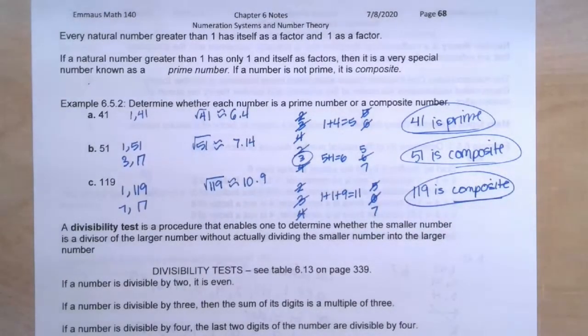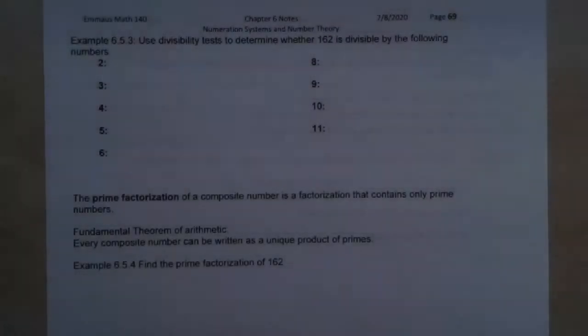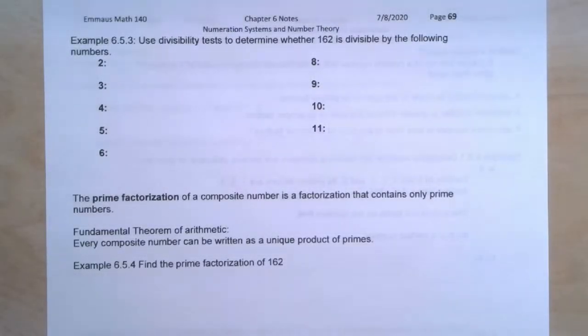So now that you've read about the divisibility tests on page 339 in your textbook, or you've read through them in the professor's notebook on page 68, we're ready to work through an example using all the divisibility tests that we know. So just note that there's not one for 7, but we have one otherwise for 2 through 11 pretty easily. There is one for 7, it's just more complex.